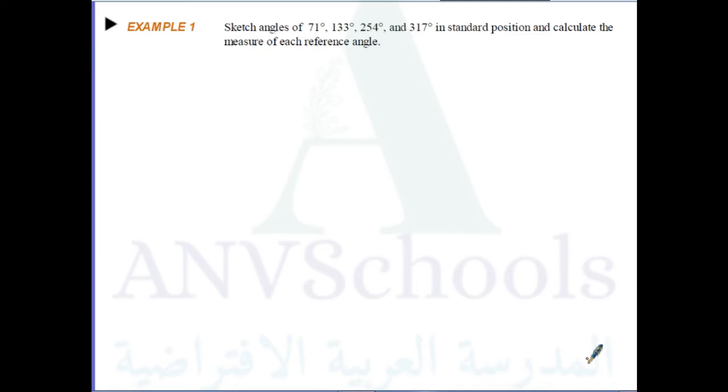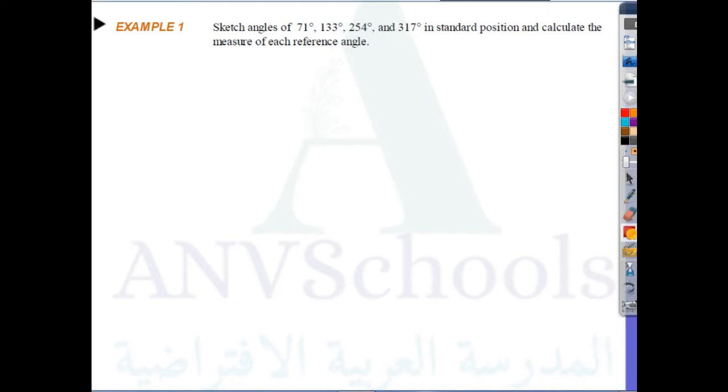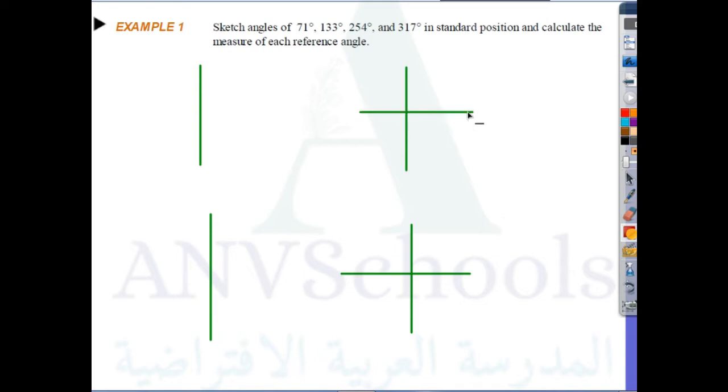The reference angles are sketch angles of 71 degrees, 133 degrees, 254 degrees, and 317 degrees in standard position, and calculate the measure of each reference angle. So we have to start this by drawing at least 4 Cartesian coordinate system axes here. And take note that they are starting from a standard position.